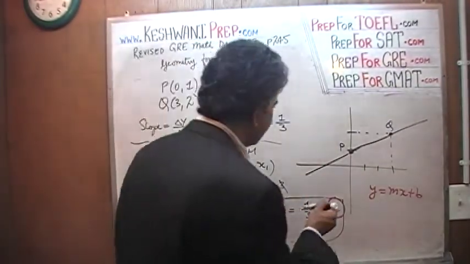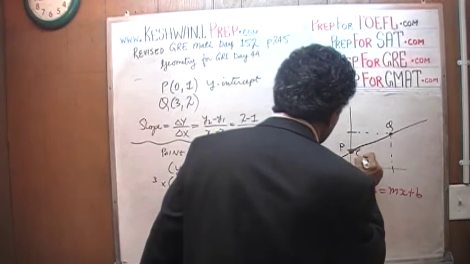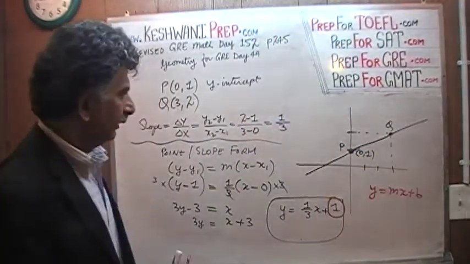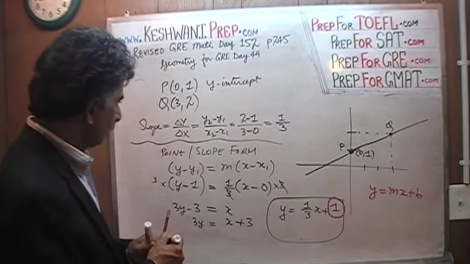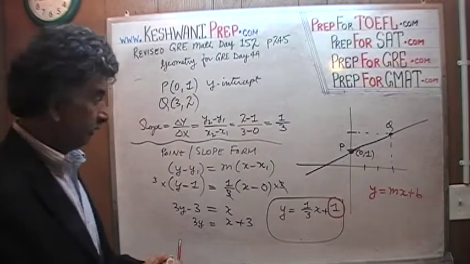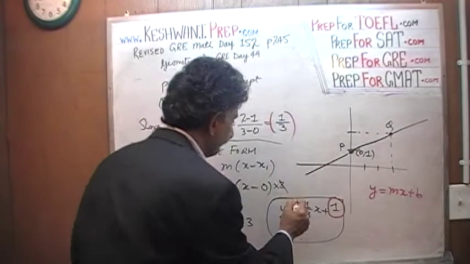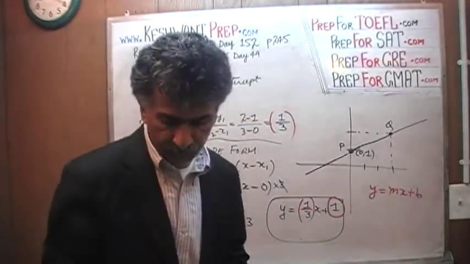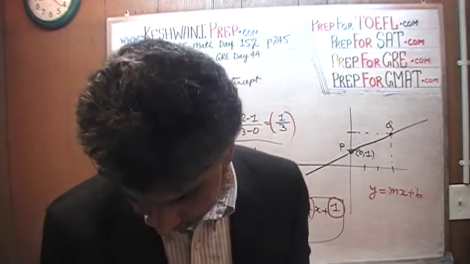Point P is (0, 1). So of course we're going to get a y-intercept of 1. And the slope of the line is 1/3, which we also knew from here. That's it. That's the equation. y equals 1/3 x plus 1. Is that all? Is that the end of it?